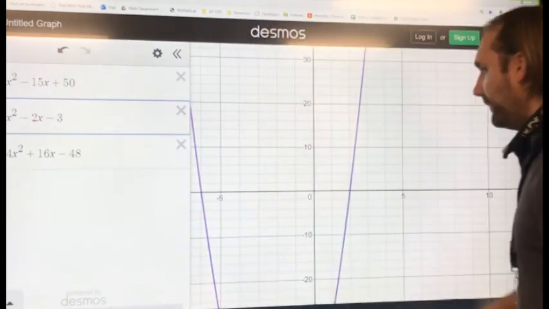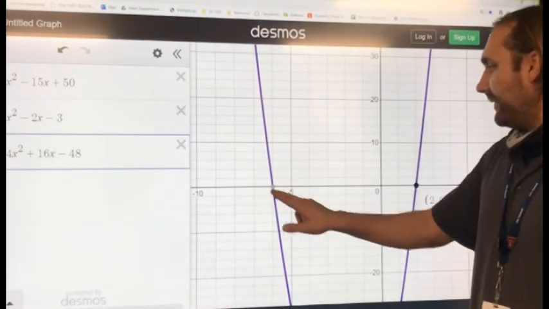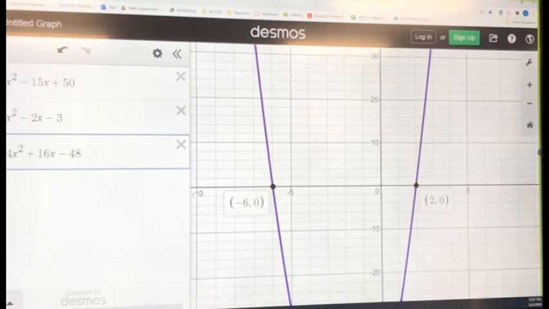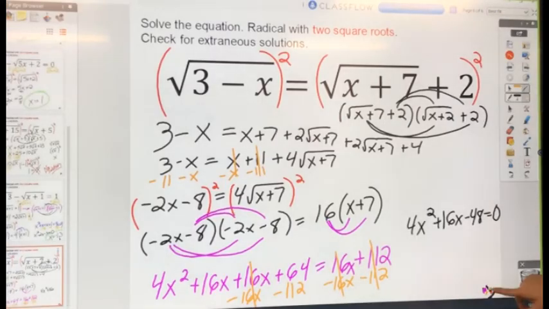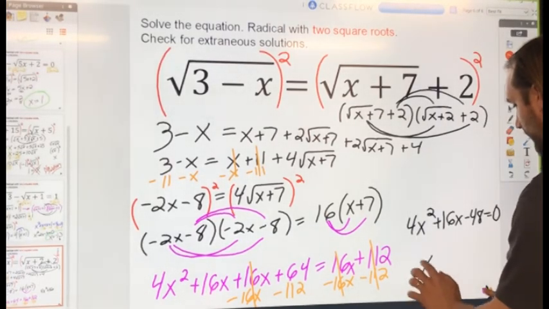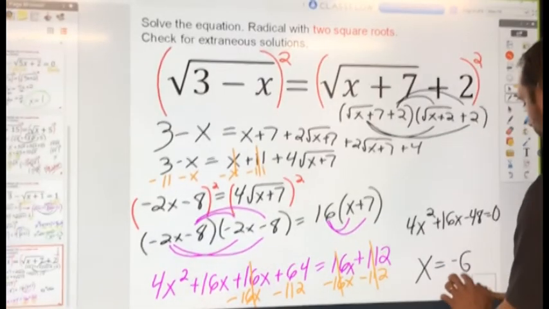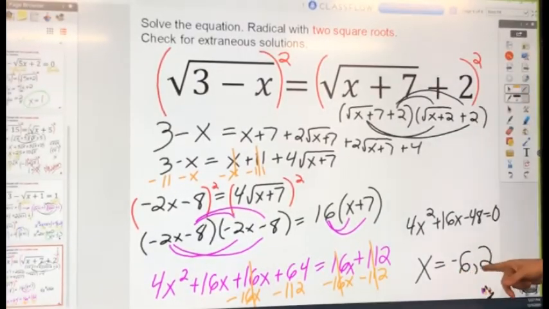Here's my graph. You have to graph it to see if your work is right. What is my solution? Negative 6 and 2. Who got this far? Oh, very nice. Now let's check our work.